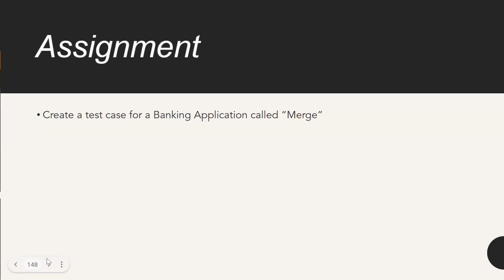And try like the way we did. Okay, then you can try it. So create an assignment, create a test case for a banking application called Merge. Merge is your banking application, like you have your UBA, Access, Revolut. So create a test case for a bank application called Merge.